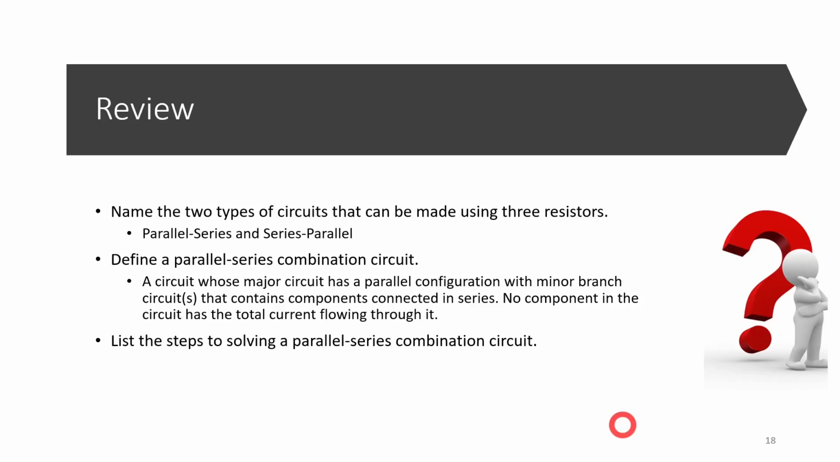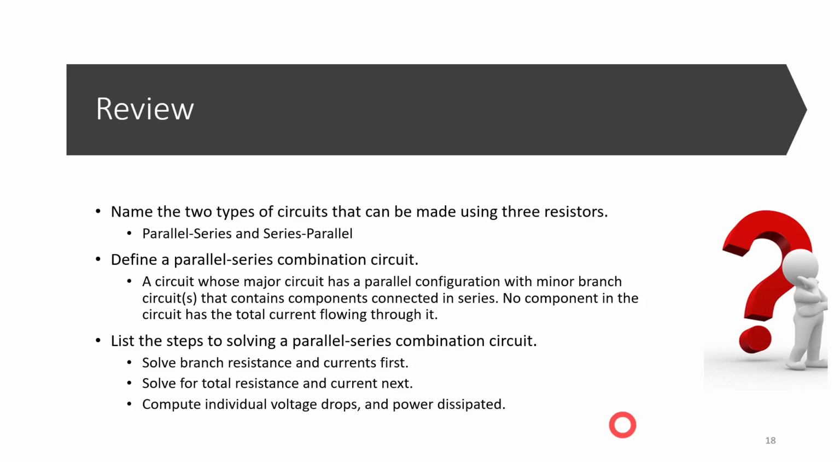And then list the steps for solving the parallel series combination circuit. And again, if you want to pause the video. Okay, first we want to solve the branches. So you want to get the branch resistance and currents first. Then you can calculate your total resistance and total currents, and then you can go back and get your individual voltage drops and the power dissipated by the circuit.